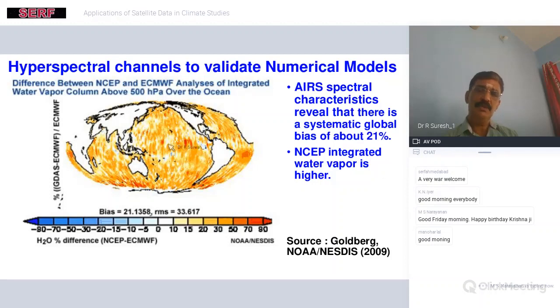So this is showing a systematic bias. It's always positive. So the color code, everything is shown. It is about 21% systematic bias. NSERF integrated water is always on the higher side than what ECMWF is showing. As a forecaster, as a duty meteorologist and operational meteorologist, we are depending on so many numerical models, the objective analysis provided by these numerical models.